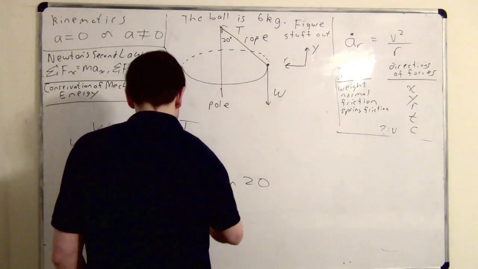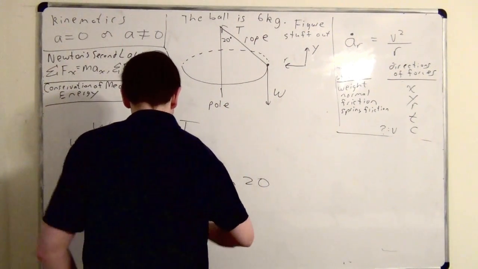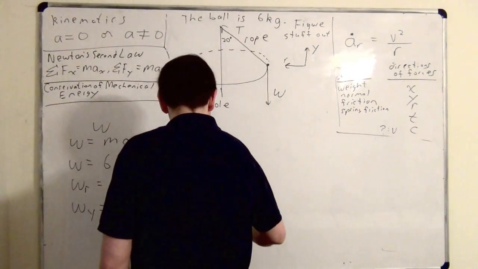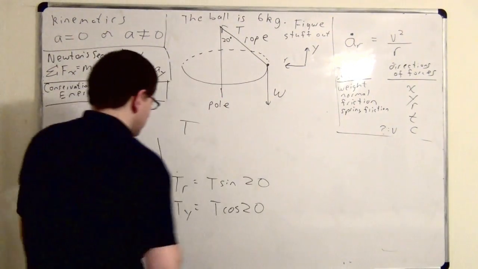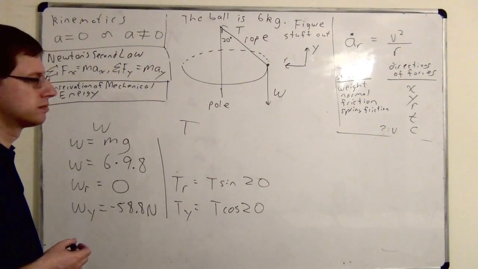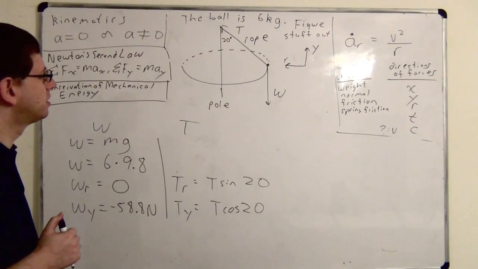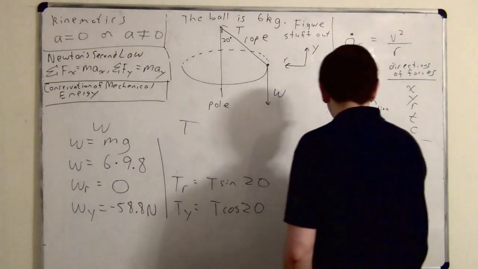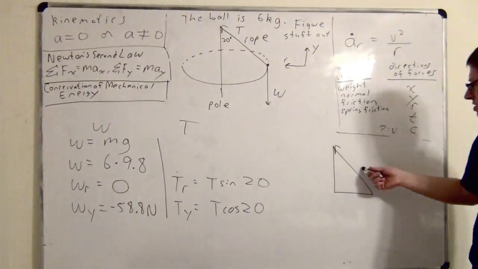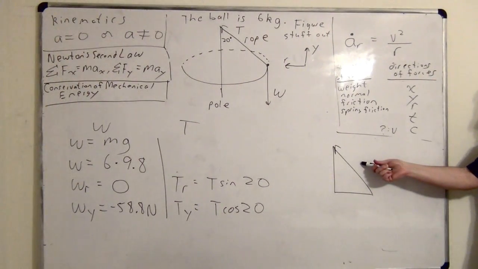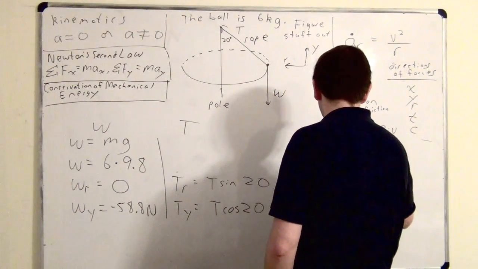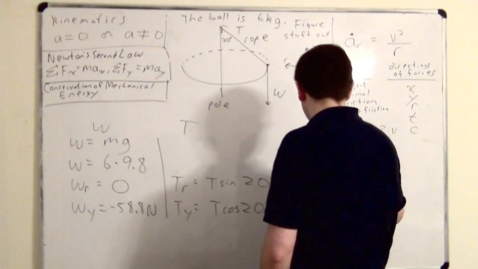And then, I shouldn't say x. We've got T radial and T y. So T y would be T cosine 20 times T, right? T y is cosine 20. Did you draw a right triangle? Yes. How do I label this side? That is the rope, so that's tension, T. How do I label this side? That's T y, T cosine 20.